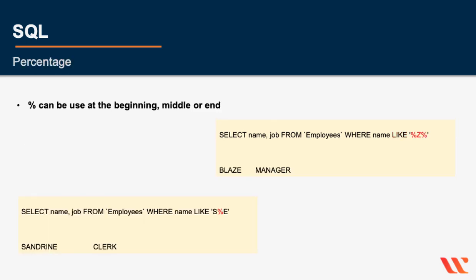The percentage can be used at the beginning, middle, or end. So here we have WHERE name LIKE '%Z%'. So we want to see the records where Z is in the middle. And then in the second example, we have 'S%E'. So here we're saying that it should start with S and end with E.